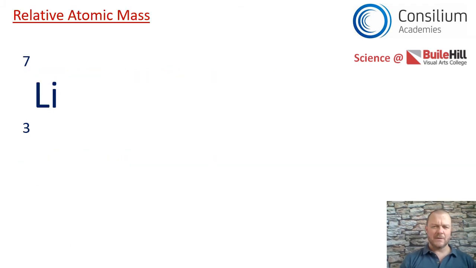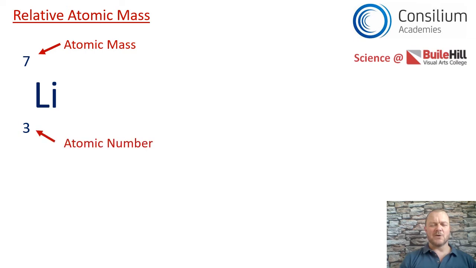What you can see on the video at the moment is the symbol for lithium, Li. And when teaching this topic in Year 7, 8 or 9, the question I never get asked is, what do the two numbers mean? What does the 7 and the 3 mean? Well, the 7 is the atomic mass of that element. That tells us how heavy that element is. And the 3 is the atomic number.